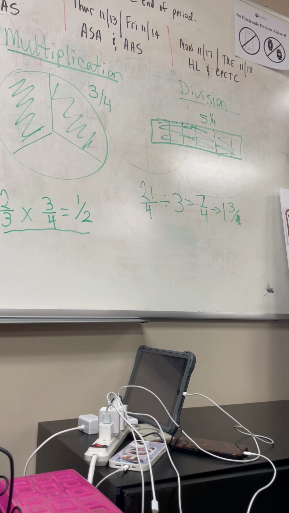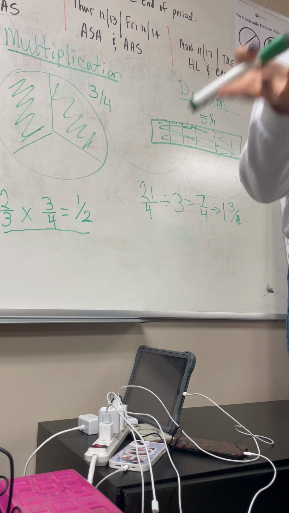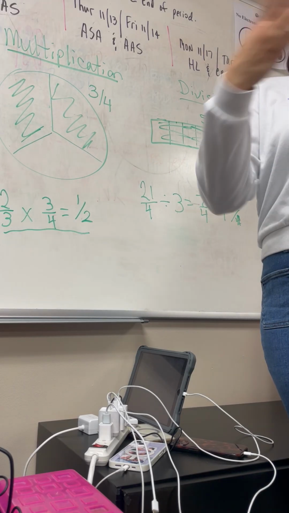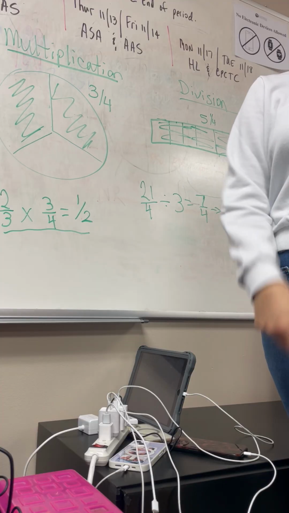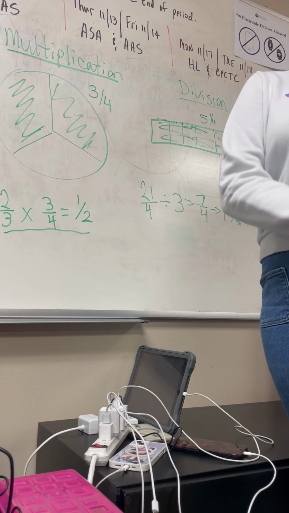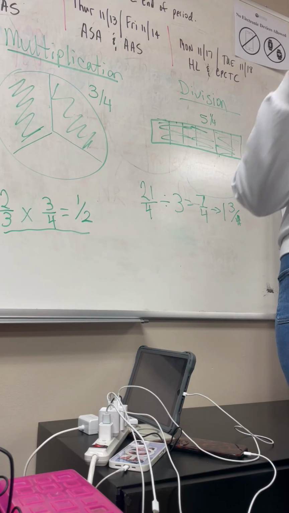So, multiplying fractions means finding a part of a fraction, while dividing fractions means sharing a whole into equal parts. Both use visual models to make sense of the story. Great thinking today, everybody. Good job.